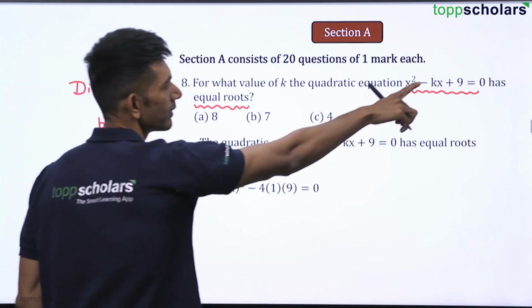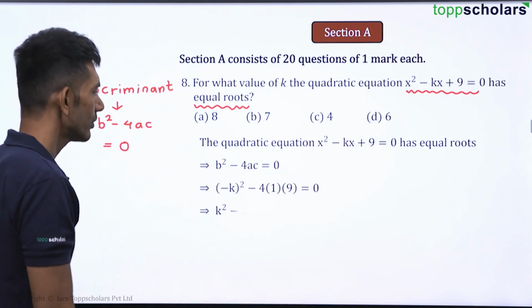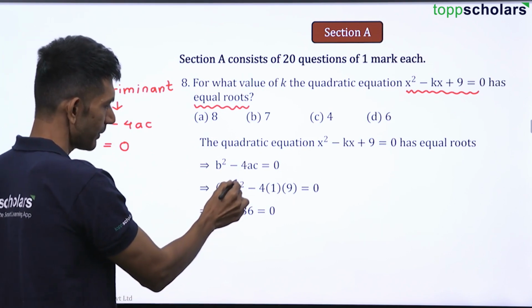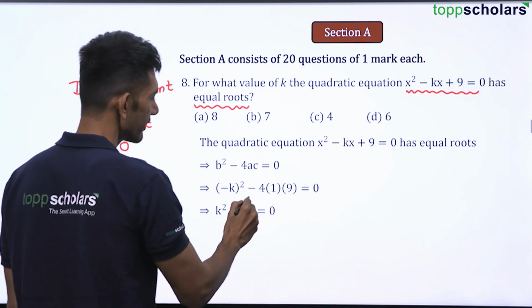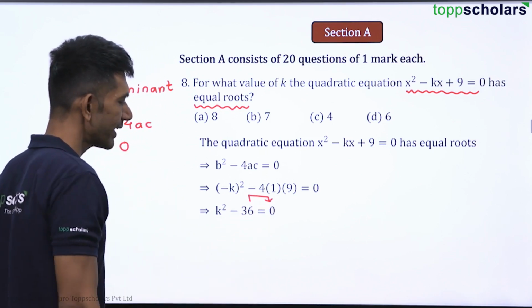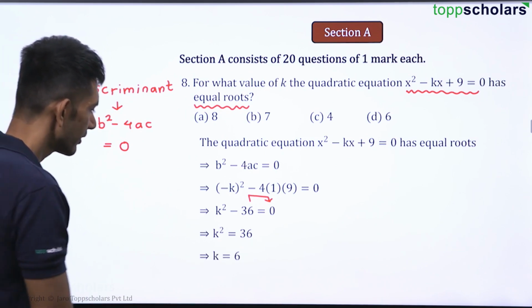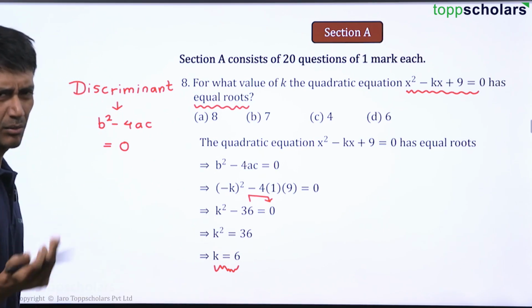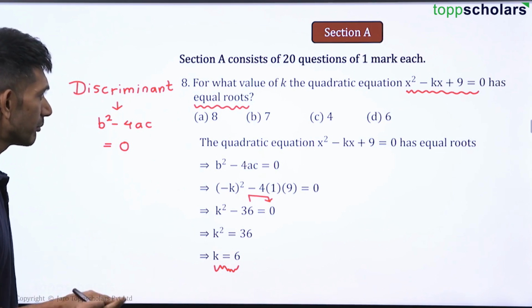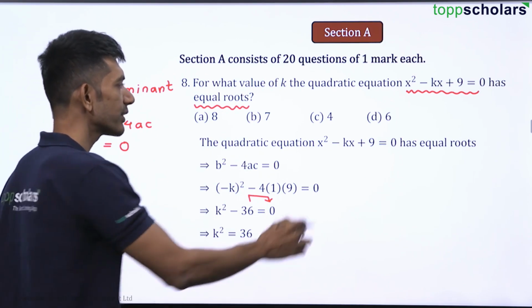So b square, that is minus k square minus 4 into 1 into 9 is equal to 0. So this becomes k square minus 36 is equal to 0. You take 36 to the right hand side, you get k square is equal to 36. So k will be under root 36, and under root 36 is nothing but plus or minus 6, right? But here only one option is given, so obviously we have to stick to 6.